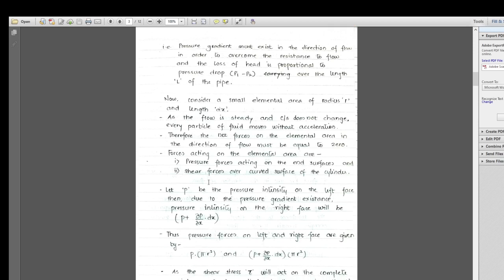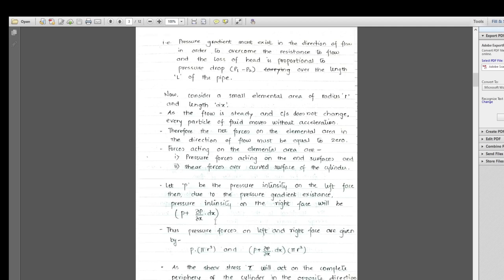Now we know that the net force acting on the elemental area is equal to 0. So what will be the pressure forces on the left and right hand sides? On the left side it will be P into pi r square, and on the right side it will be P plus del P by del x into dx, into pi r square.